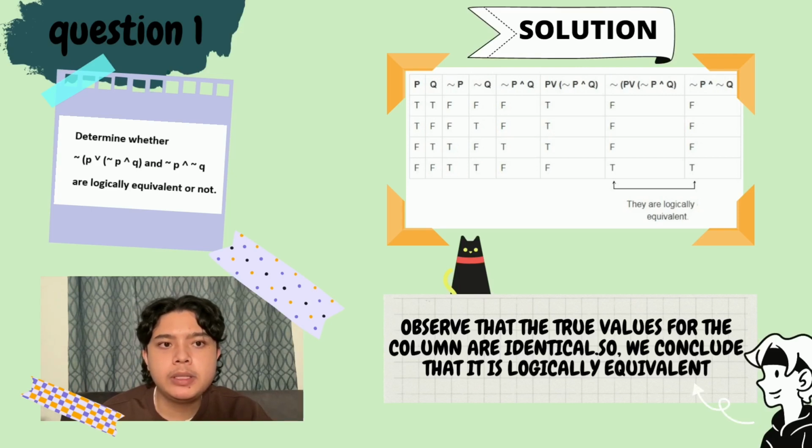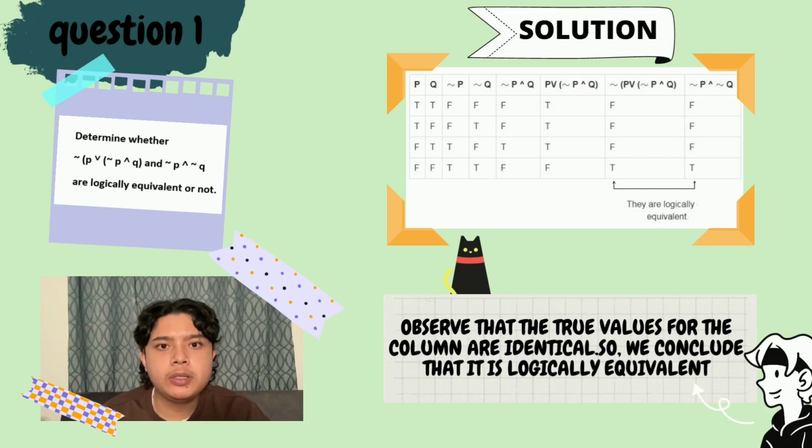For P, the values are true, true, false, false, and true, false, true, false for Q. Then negation P will be the opposite, that is FFTT, and the same for negation Q, which will be FTFT. And negation of P or Q will be FFFT.